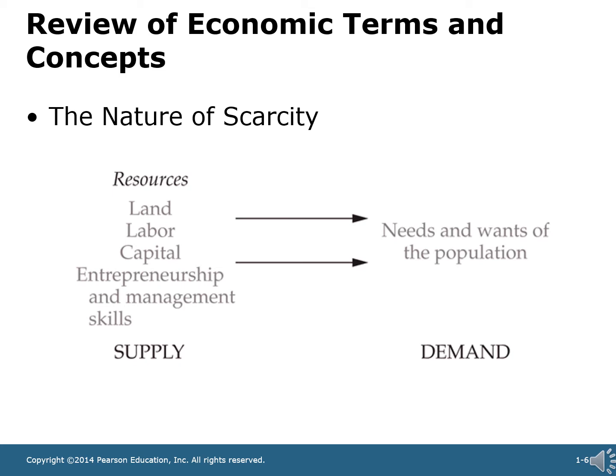Now, figure 1.2 here illustrates the nature of scarcity. Basically, we have all these resources on the left-hand side, the supply. So we have land, labor, capital, entrepreneurship, and management skills. We can combine all these resources in a way to meet the needs and wants of the population. Unfortunately, we're never going to be able to do that. Human wants and needs seem impossible to completely satisfy.